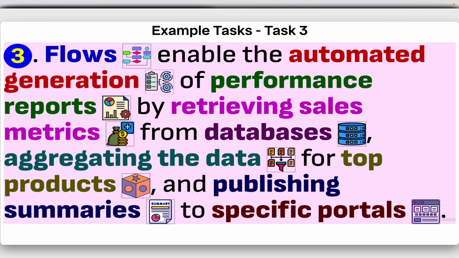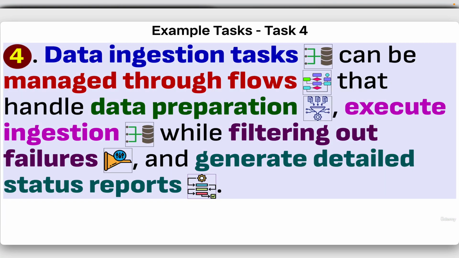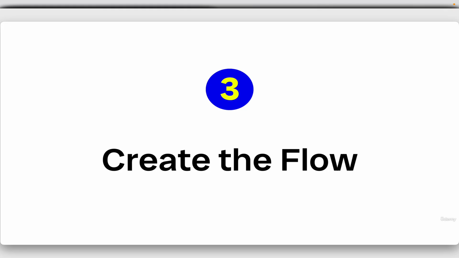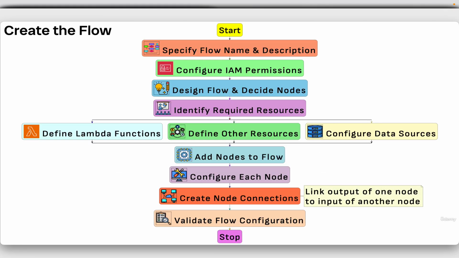Flows enable the automated generation of performance reports by retrieving sales metrics from databases, aggregating the data for top products, and publishing summaries to specific portals. This is the 4th example task. Data ingestion tasks can be managed through the flows that handle data preparation, execute ingestion while filtering out failures, and generate detailed status reports. Next topic is how to create the flow.